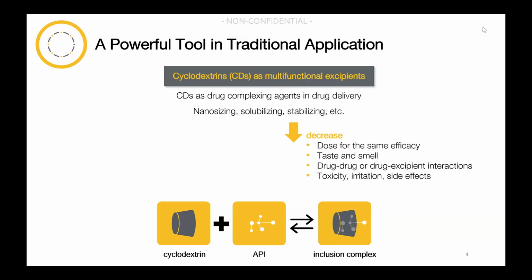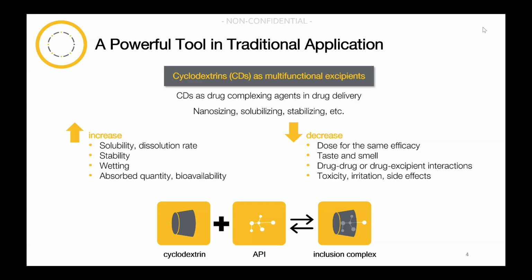The cyclodextrin in this way can decrease the taste and the smell. The bitter taste of the API can cause problems, especially with children, and the cyclodextrin can solve this problem without using a large amount of sugar or any other ingredients. It also can decrease the interactions between drugs and drug excipients. The toxicity, irritation, and other side effects can also be decreased by these wonderful molecules.